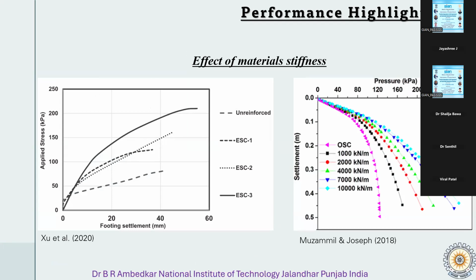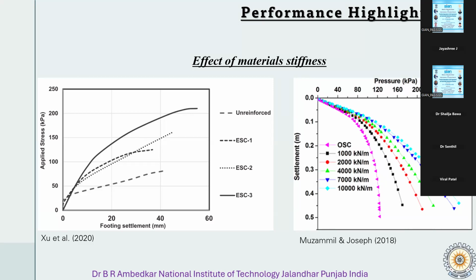Then if we are saying that encasing the columns is going to improve the stiffness, but then what is the effect of the encasing material? That has also been studied by various researchers. So here, in this slide you can see, it highlights how the stiffness of the encasing material affects the performance of the encased stone columns.